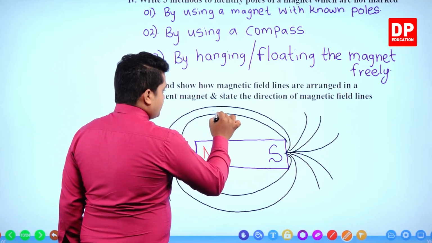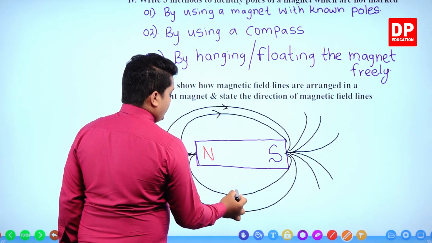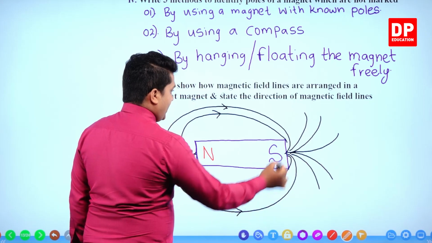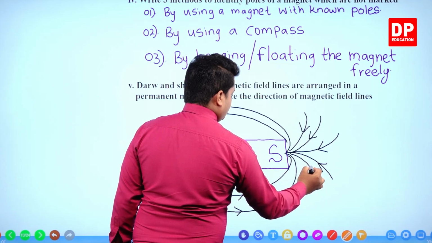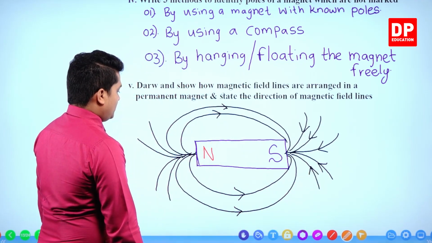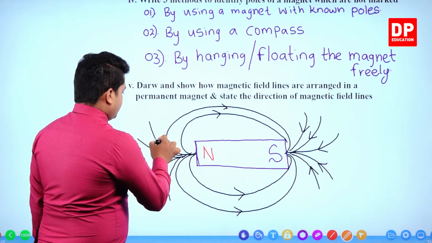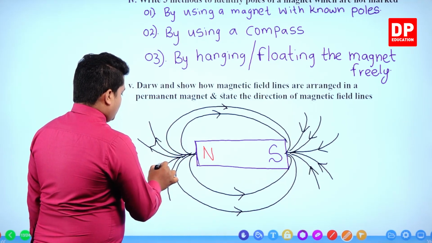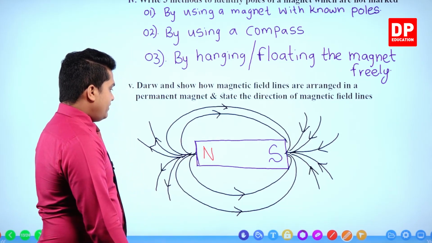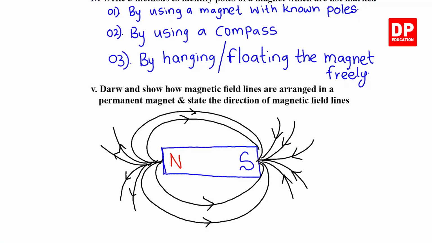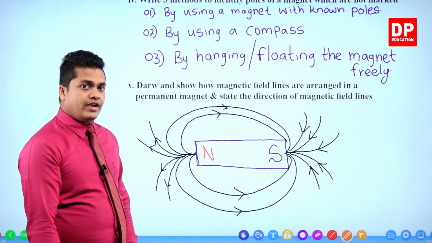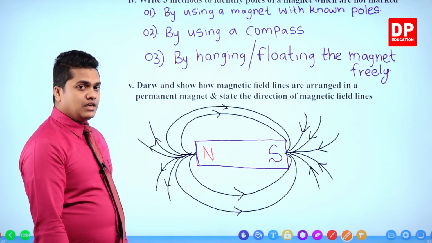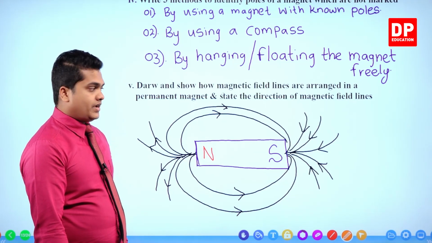Magnetic field lines always get collected at the south pole, so the head of the arrow should point towards the south pole. Always field lines are going away from the north pole. So when you consider the lines at the north pole, the arrowhead should be away from the north, like this. So this is the way of arranging magnetic field lines around a magnet, right? Okay.